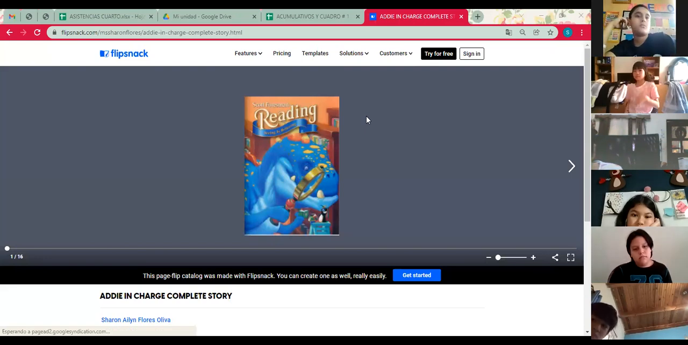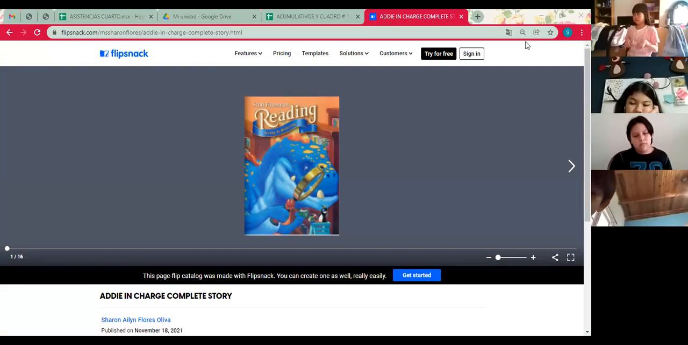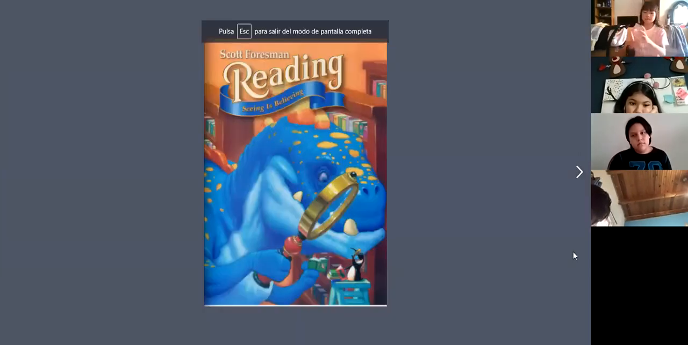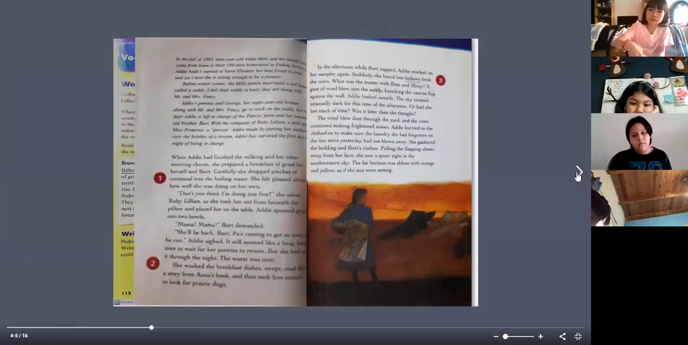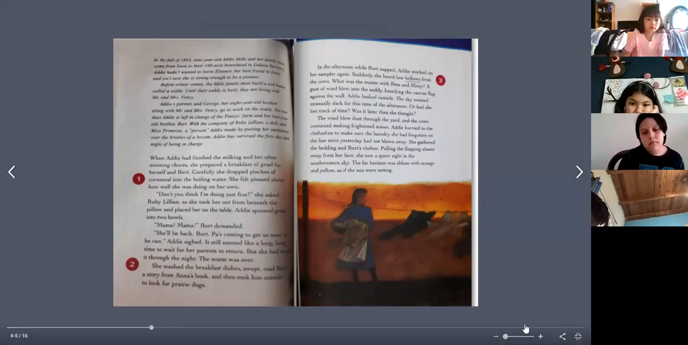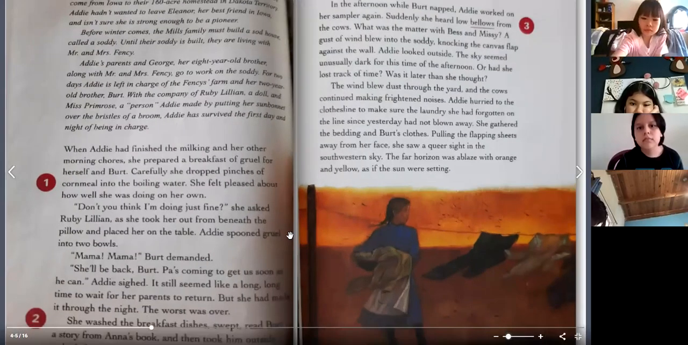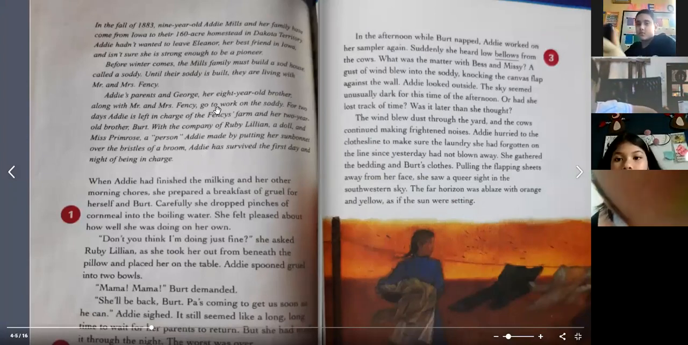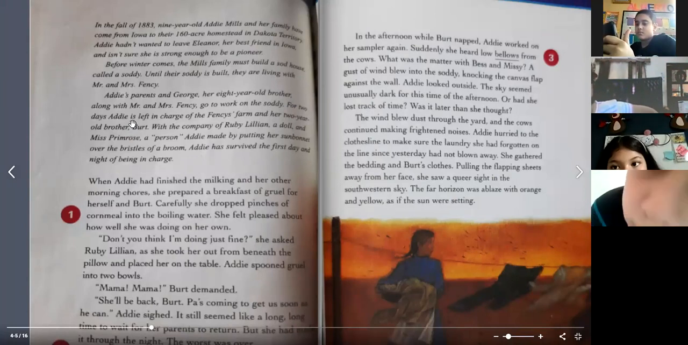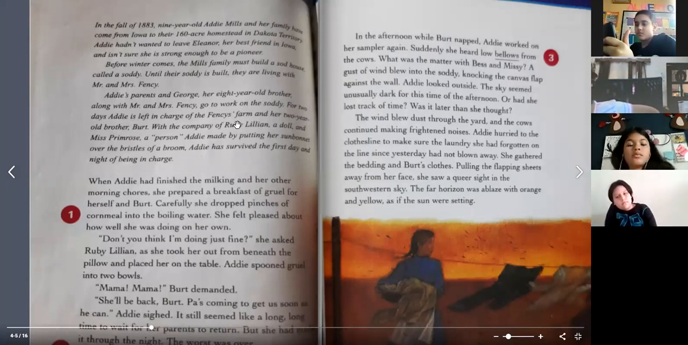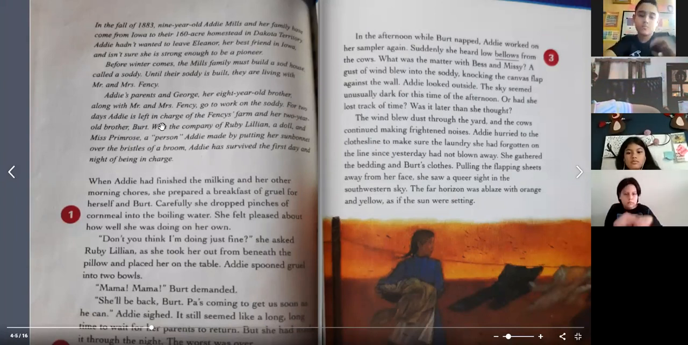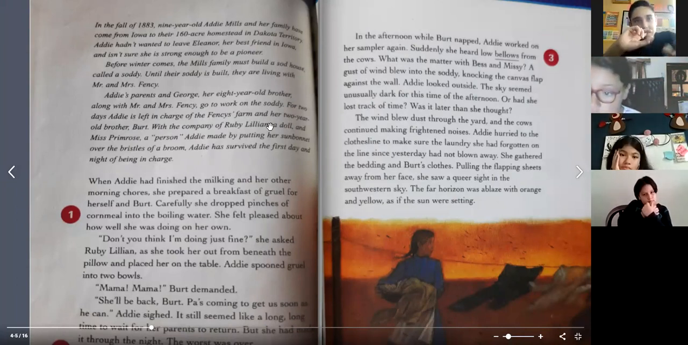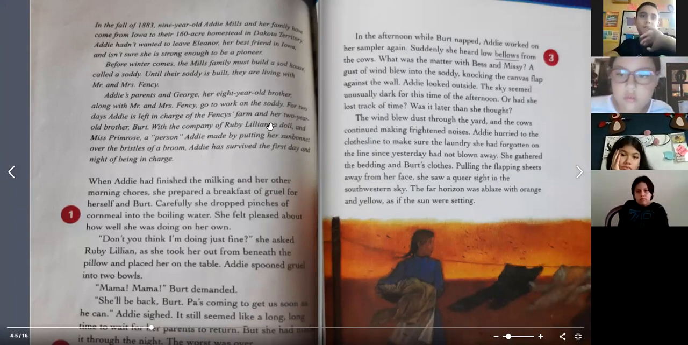To read the story. Yes, remember to read the story one more time. You can find it on page 112. As I was telling you at the beginning, we have information about the age of Addie. We also have how many days Addie was left in charge of the farm. It says for 2 days, Addie is left in charge of the farm with her two older brothers.